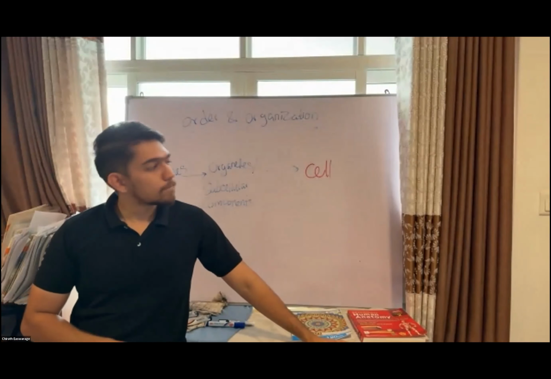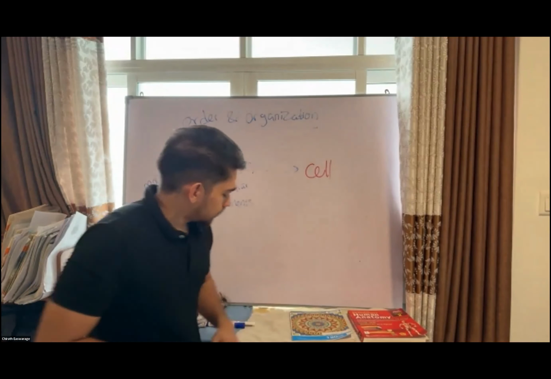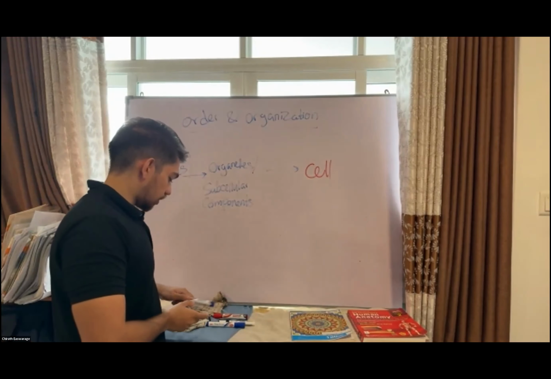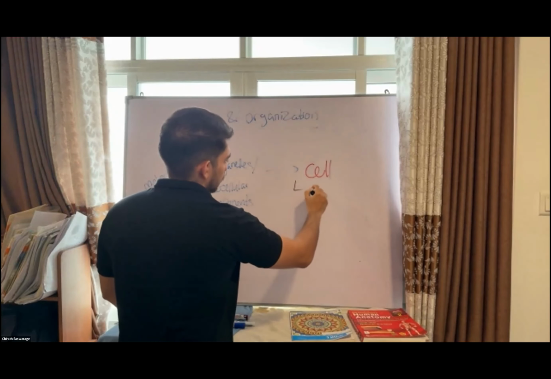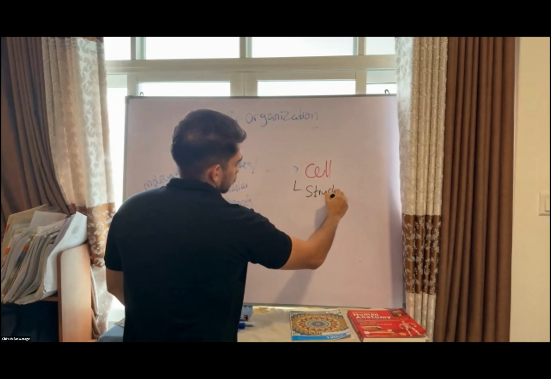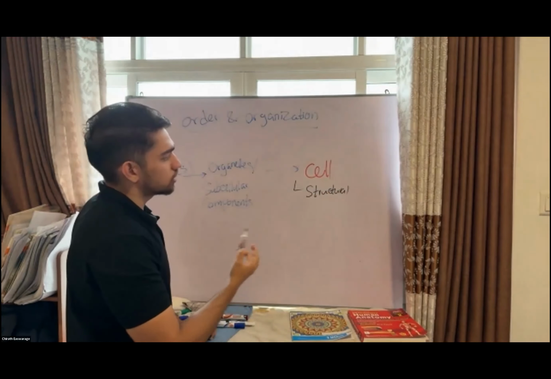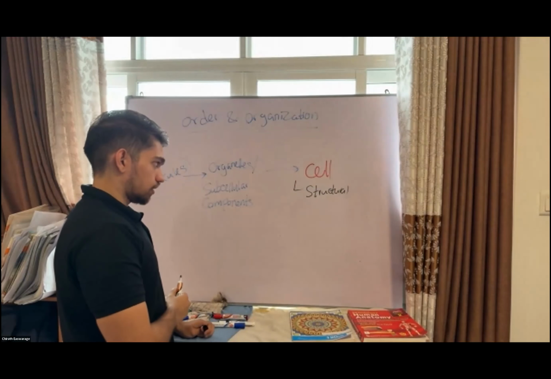We usually describe cells as the basic structural and functional unit of life, right? Basic structural and functional unit of life. I think you know about this from O level as well. Structural. So this applies only to what sort of animals? What we call multicellular animals, animals who have more than one cell, right?